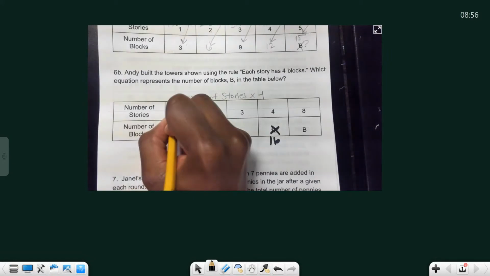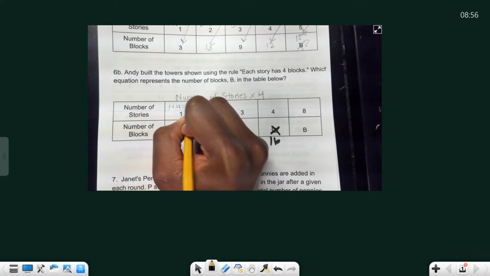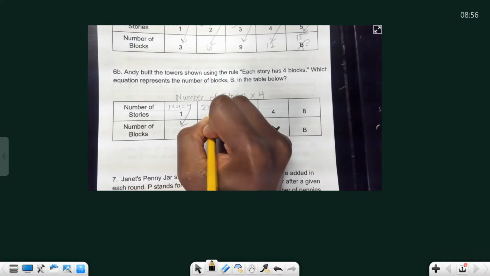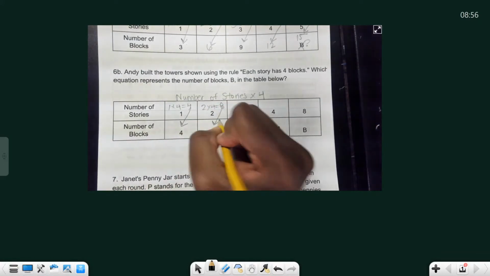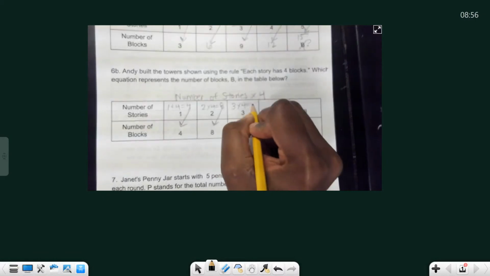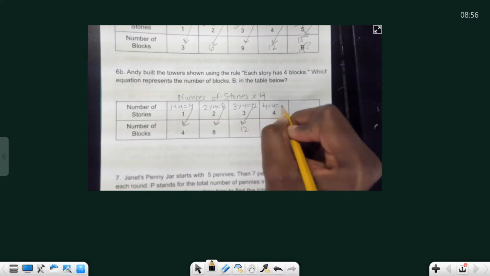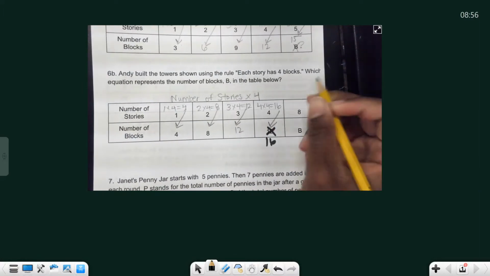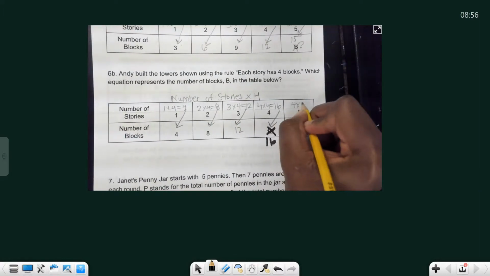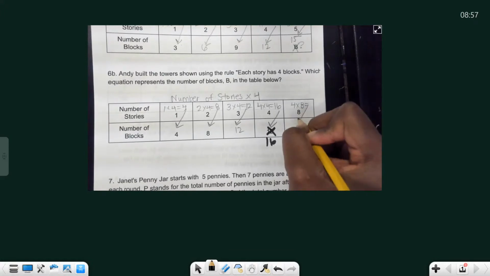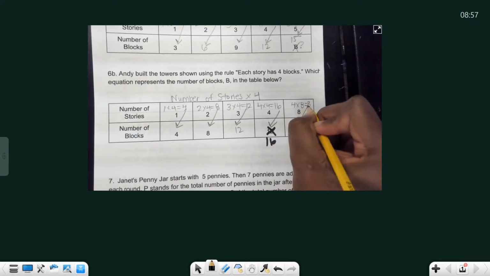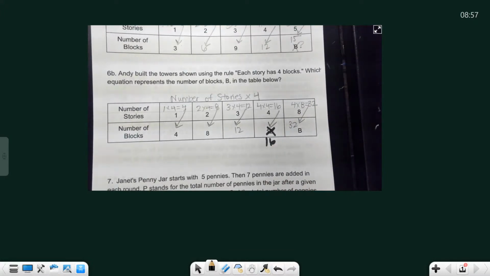Okay? 1 times 4 equals? 4. 2 times 4 equals? 8. 3 times 4 equals? 12. 4 times 4 equals? 16. And 4 times 8 equals? 32.